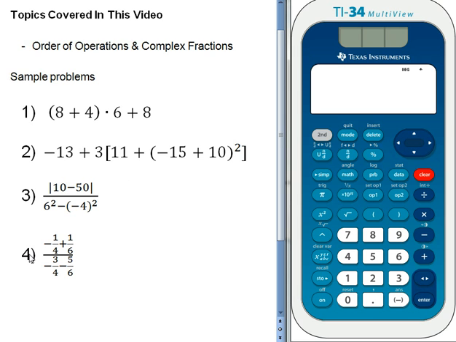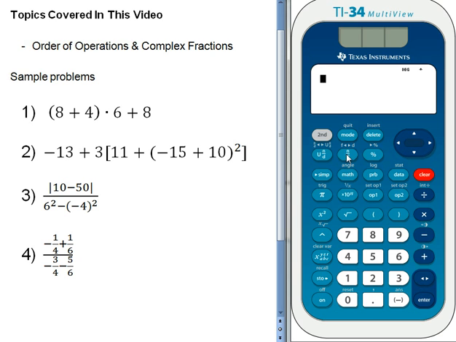Examples 3 and 4 have the fraction bar as a grouping symbol. So if we were to do problem number 3 by hand, we'd have to simplify the numerator, then simplify the denominator, and our final step would be to do the division that the fraction bar indicates.